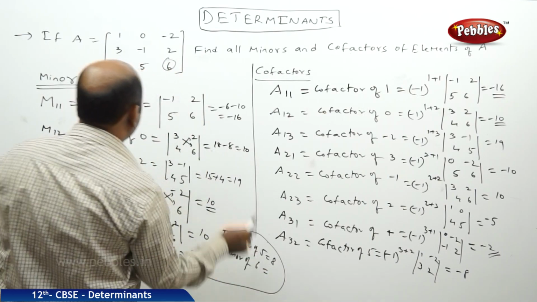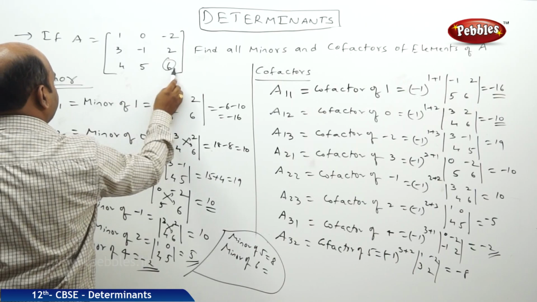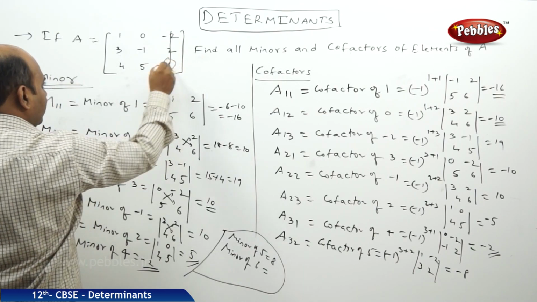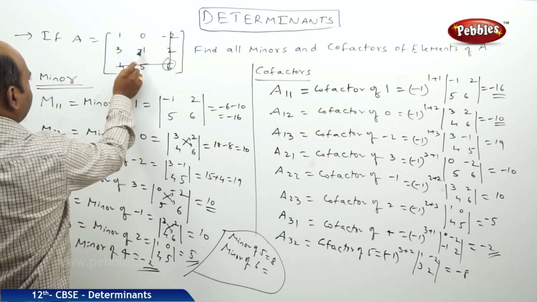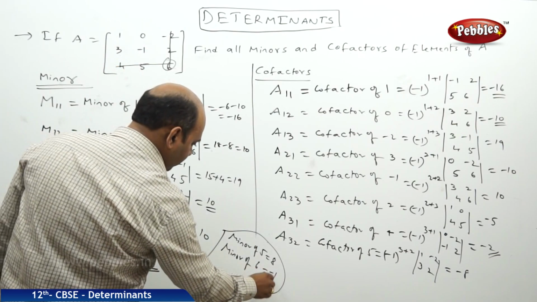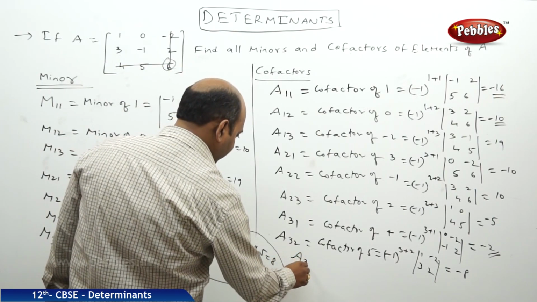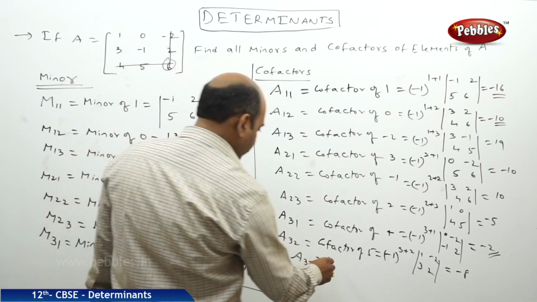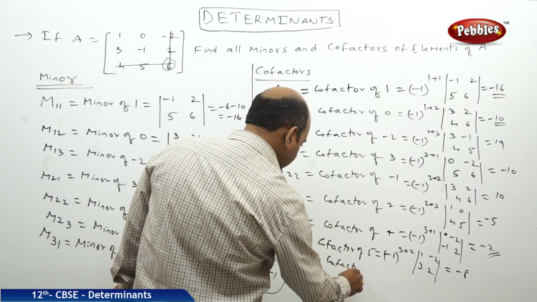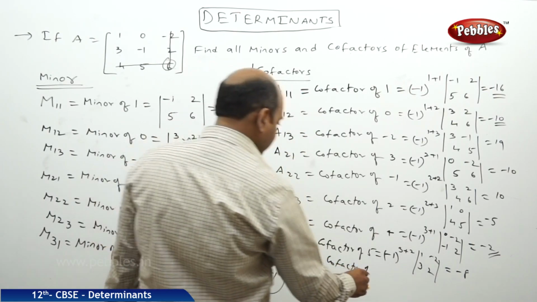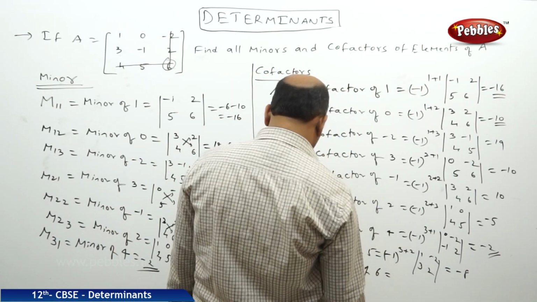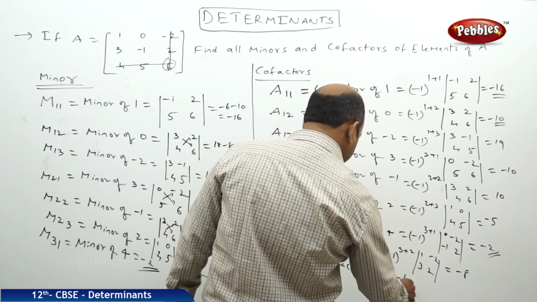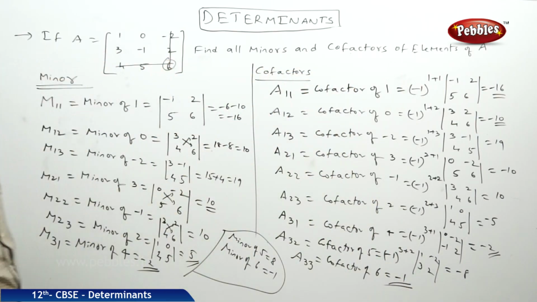Minor of 6 means we need to delete the corresponding row and corresponding column. So directly I am doing here. So what happens? I think the determinant of this is minus 1 only, no? So it will be minus 1. So what will be our cofactor? Copy carefully. A33, that means cofactor of that 6, is equal to minus 1 power 3 plus 3. It is always positive. So directly I can write this as minus 1. So I think you copy carefully.